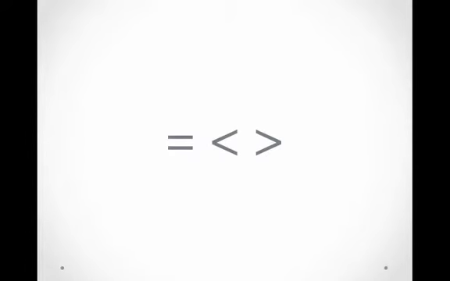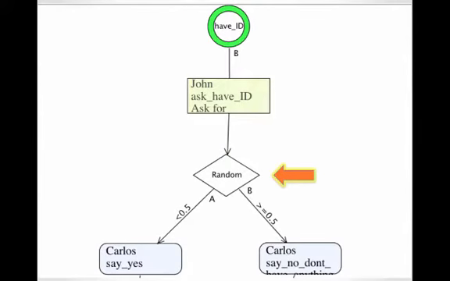Random nodes use equal, less than, greater than, and combinations of these operators. Random nodes generate random numbers between 0 and 1 each time they are reached in the graph. These numbers are decimal values. When the number is generated, it is then checked against the range values presented in the node.